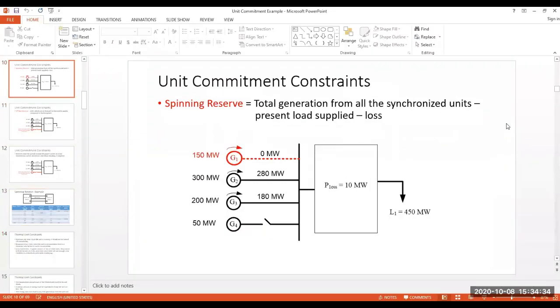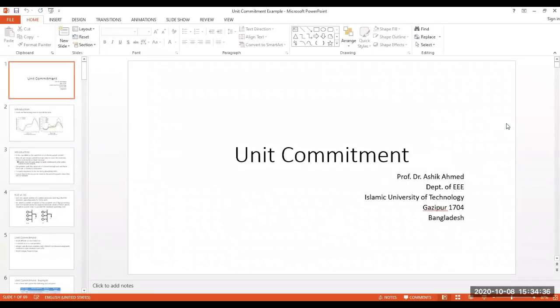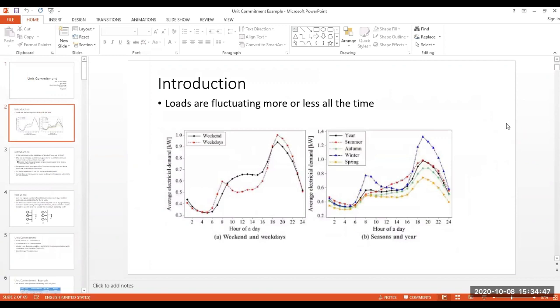Okay, so this is our new topic. Unit commitment, the next topic in our syllabus. Let's start this with some nice figures. So this is very well known. In the first slide here, it is very well known to us that loads are actually fluctuating in nature.